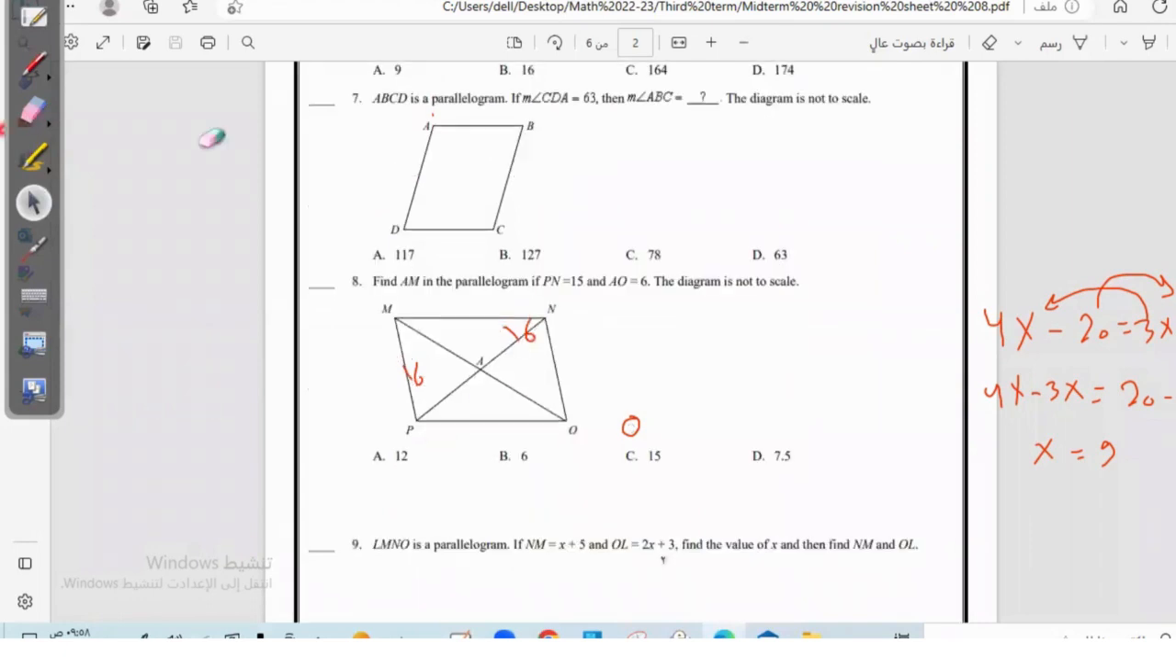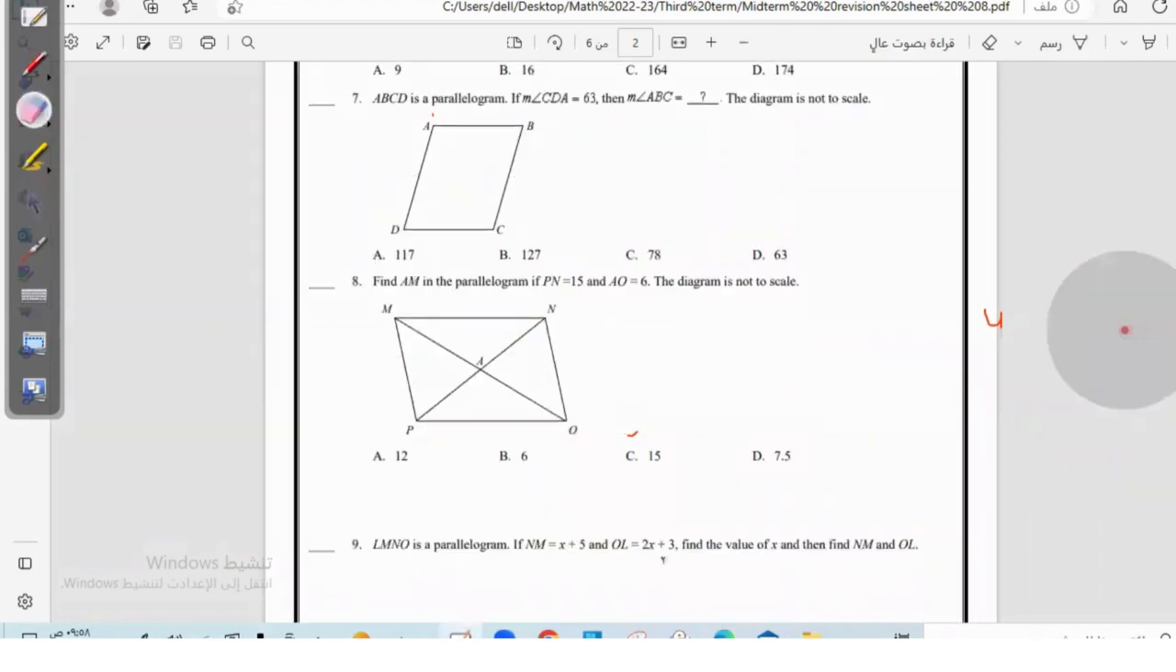Now, what about number 7? ABCD is a parallelogram. If measure angle CDA equals 60, then measure angle ABC. ABC, so which angle is it, A or B or C? The one in the middle. So angle B equals what? Angle B equals 100. Are you sure? Yes. Why?